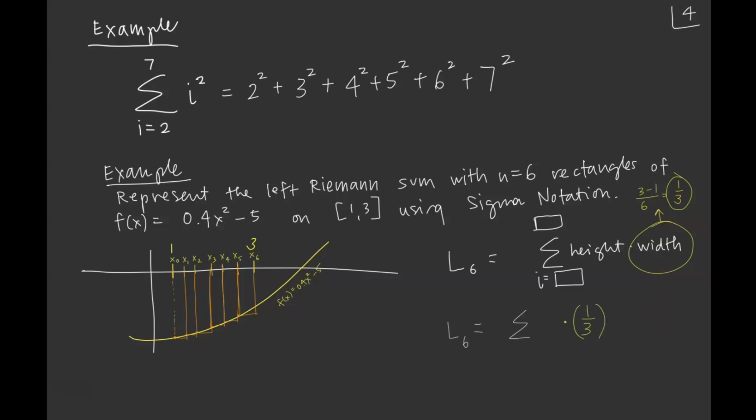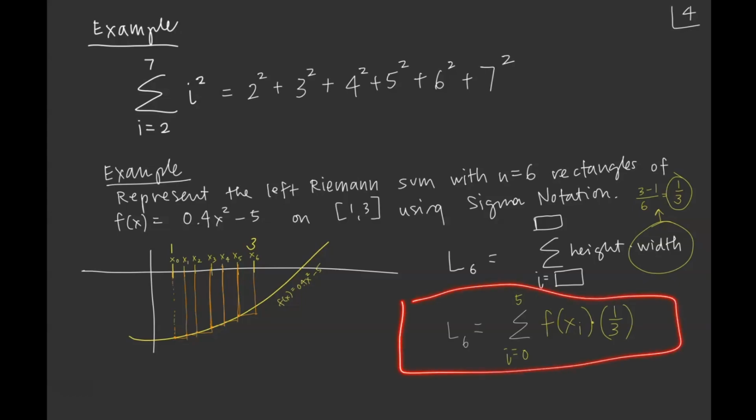And now the height of each of these. Well, the height of each of these is different. It's dependent on the function evaluated at a certain point. It's going to be the function evaluated at x0, the function then evaluated at x1, x2, x3, x4, x5. The function never gets evaluated at x6 because it's not a left-hand side of any interval. So we're going to take the function evaluated at, for right now we'll call it xi, and i is going to go from 0 to 5. And this is it. This is representing the Riemann sum with 6 rectangles of that function on the interval 1 to 3 using sigma notation.